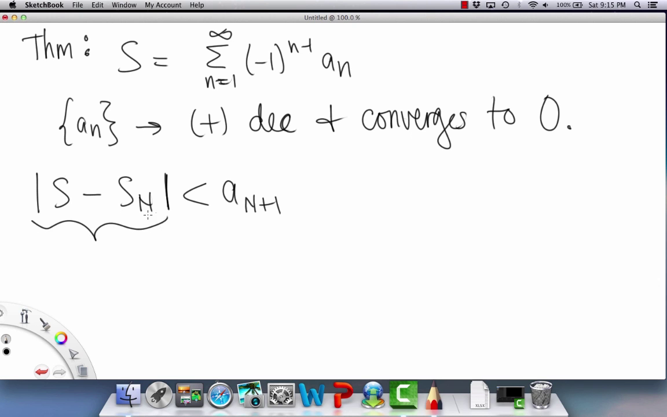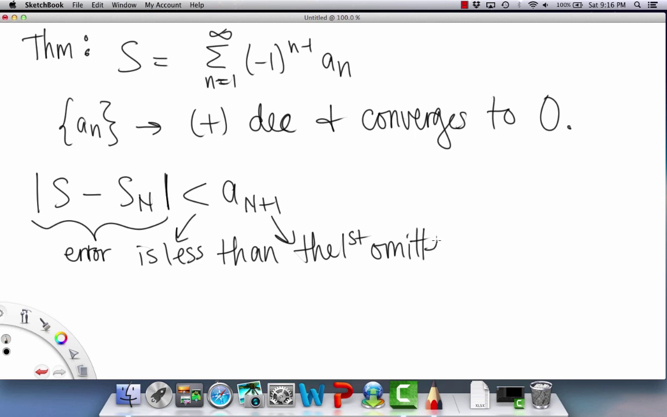This should look a little bit familiar because we've done this before. The error that we incur due to taking a certain partial sum is less than a_(N+1), and this represents the first omitted term. We ran into this when we were doing the midpoint approximations, the trapezoidal approximations, and the Simpson's approximations, and also Taylor polynomials, if you'll remember.